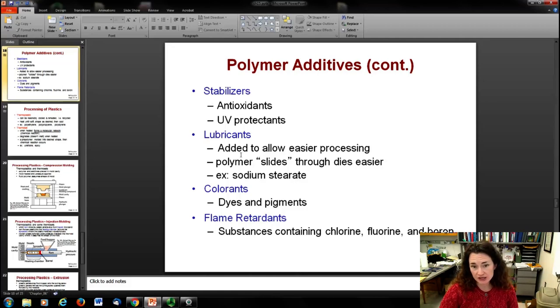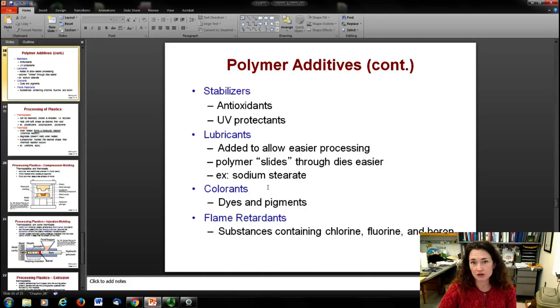You can add lubricants to allow easier processing. If you have a high coefficient of friction, for example, between your polymer and some of the rollers or the dies that you might use in a processing plant, then you might want to add a lubricant for easier sliding. An example of that is sodium stearate.